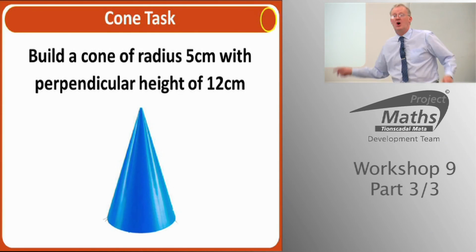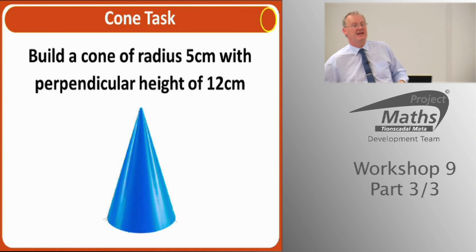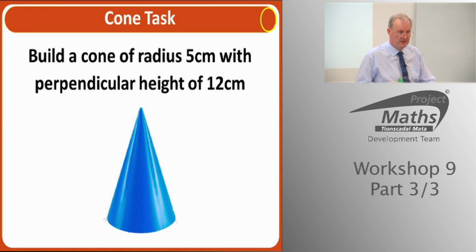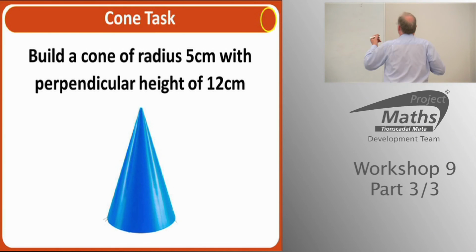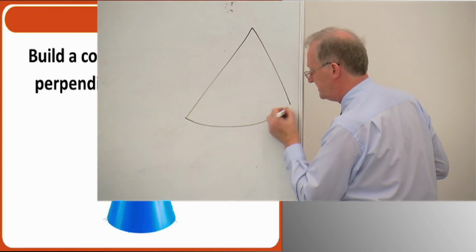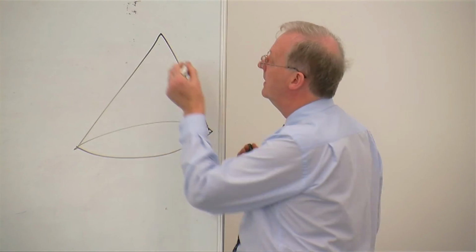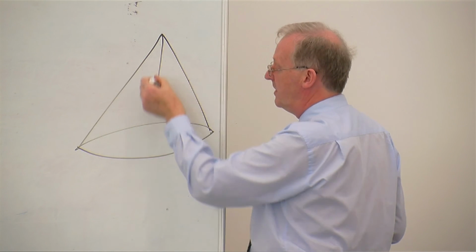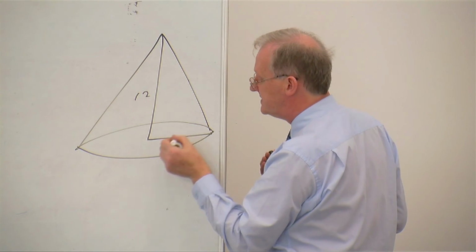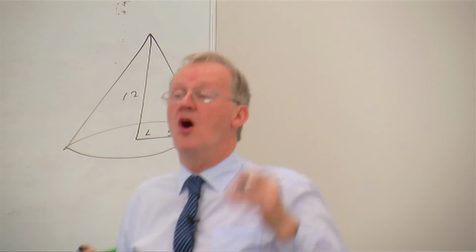What are you drawing? No, sorry. What are you making? A party hat. So what are you making? A cone. Look, here's the cone. You're making that. What are its dimensions? Its perpendicular height is 12. Its radius is 5.